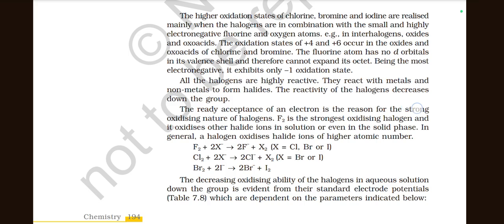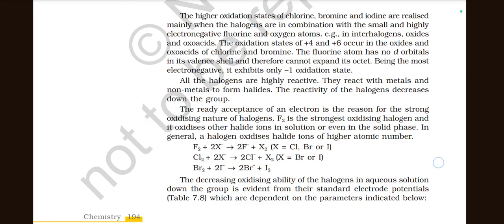All the halogens are highly reactive. They react with metals and non-metals to form halides. The reactivity of halogens decreases down the group. The ready acceptance of an electron is the reason for the strong oxidizing nature of halogens. F2 is the strongest oxidizing halogen, and it oxidizes other halide ions in solution or even in the solid phase.